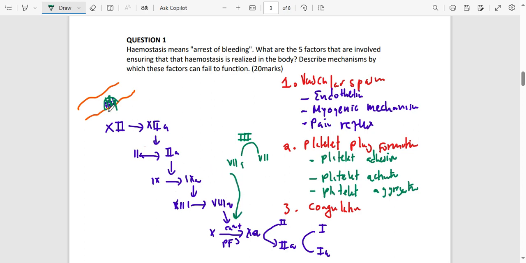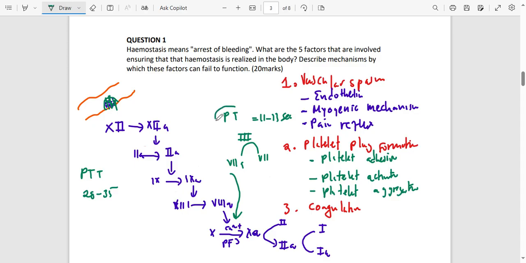So the time it takes for the intrinsic pathway, because it's long, is known as PTT. And this time is much longer because you can see it is a longer step, isn't it? It takes about 28 to 35 seconds. The extrinsic pathway is really short. The time there is known as the prothrombin time, and it's very short. It just takes around 11 to 13 seconds.